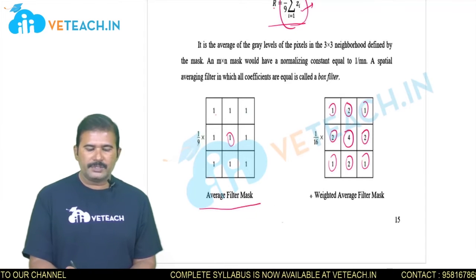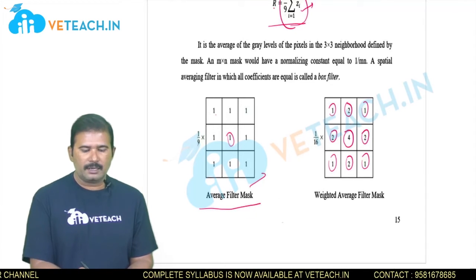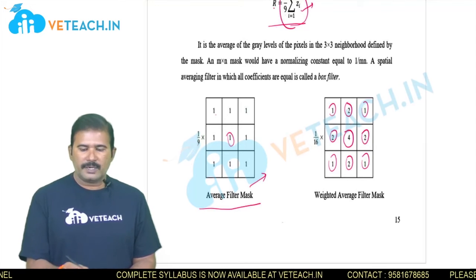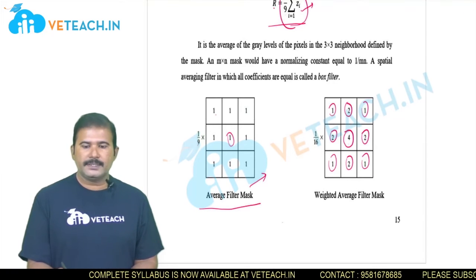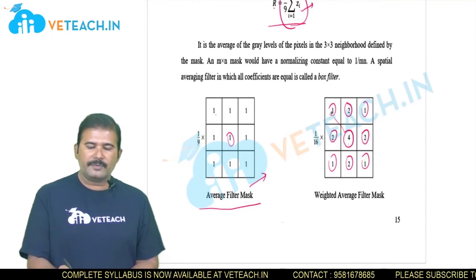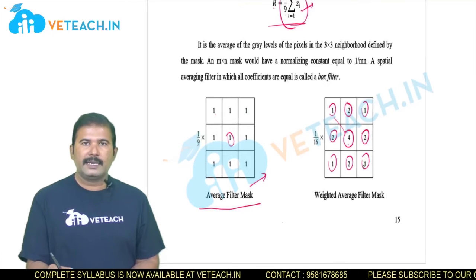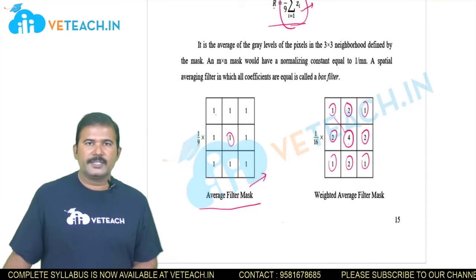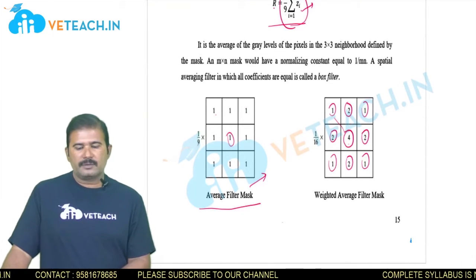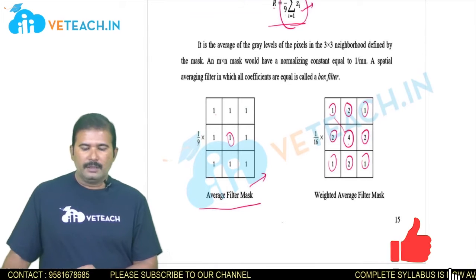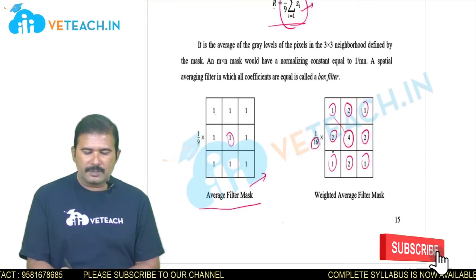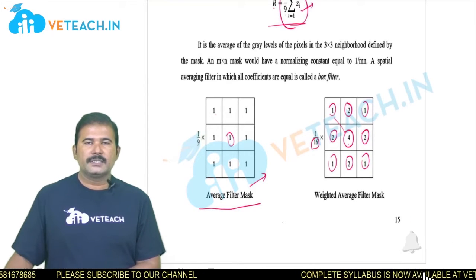The major difference between these two is that the average mask contains all equal coefficients, but here some coefficients are given high weightage, and moving away from the center they are given less weightage. This is called the weighted average mask, but both these masks are used for the averaging filter, and the denominator is equal to the sum of all the coefficients present in the filter.